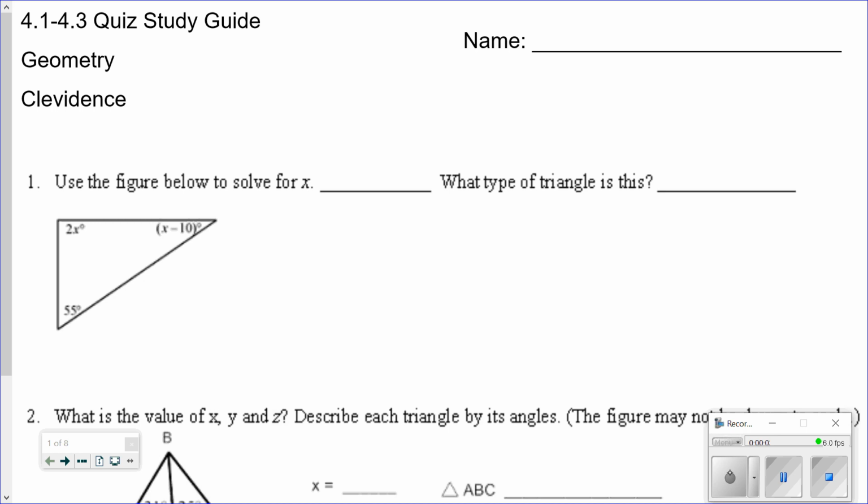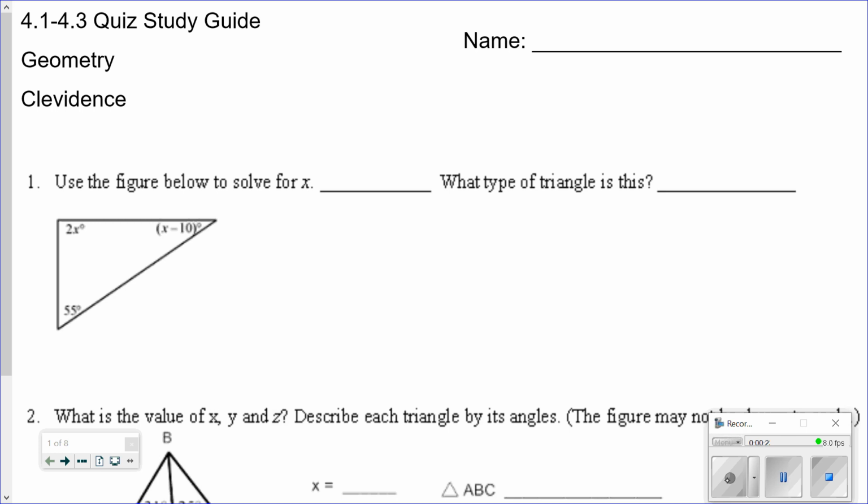Hi everyone, we are going to go over the study guide for the 4.1 to 4.3 quiz that's tomorrow. Remote learners, please remember that you are expected to take your quiz during your scheduled geometry period, as well as to log into my Google Meet. If you have any questions about this, please email me ASAP.